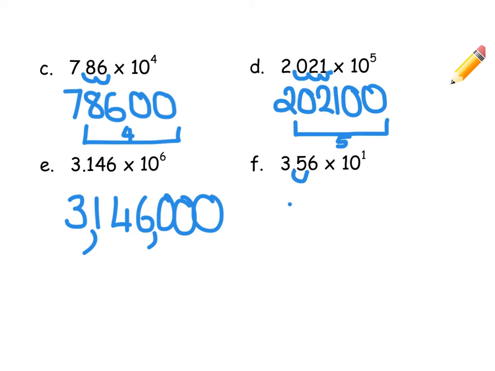So it's only going to move to there. So that's going to be 35.6. And that's a wee trick one because it is still a decimal at the end. So hopefully that's been okay and that's enough examples. If not, have a look at the ones on the next slide.